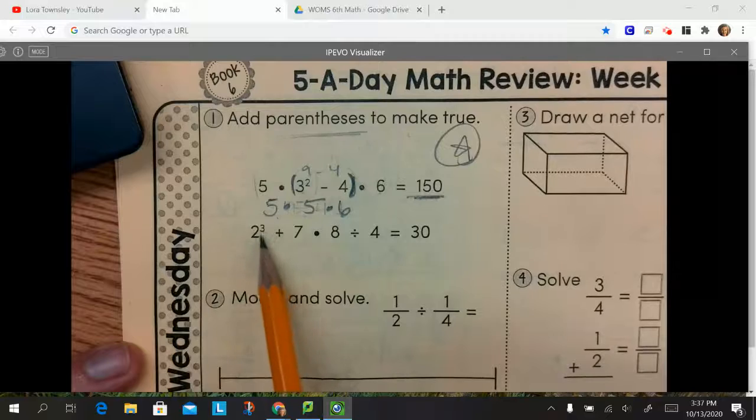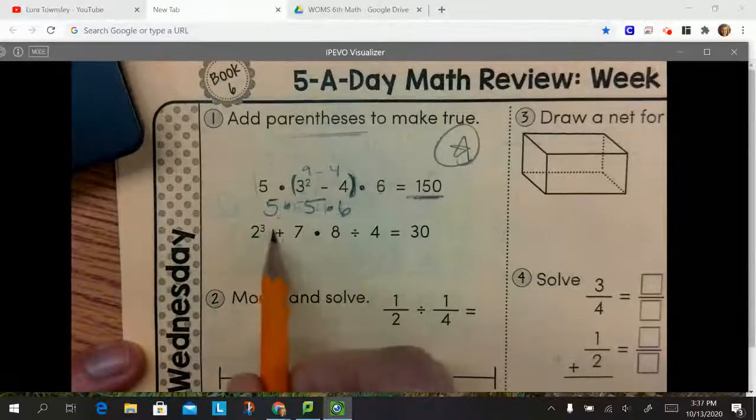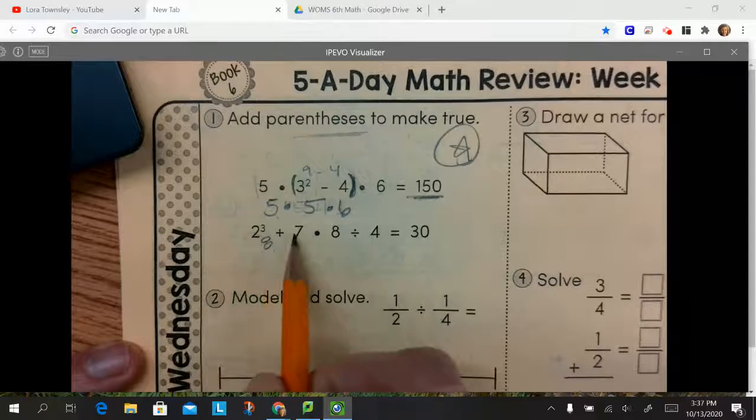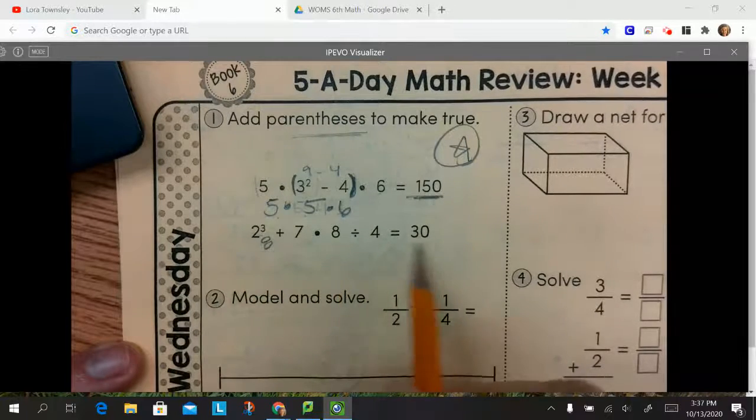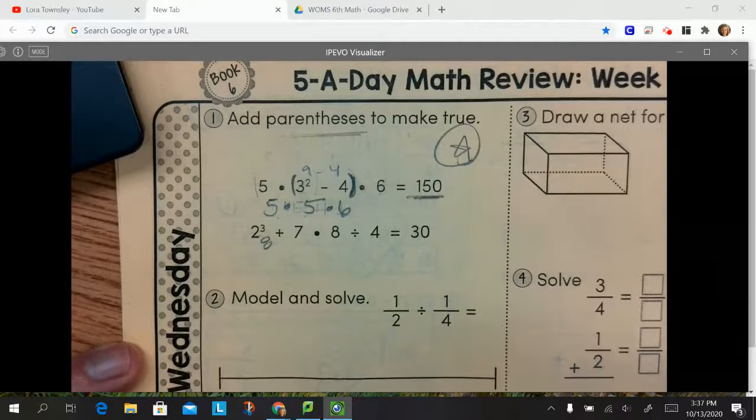This is 2 cubed. That's not 6. It's 2 times 2 times 2, which is 8. Plus 7 times 8 divided by 4 equals 30. So somehow we have to figure out how to get to 30.